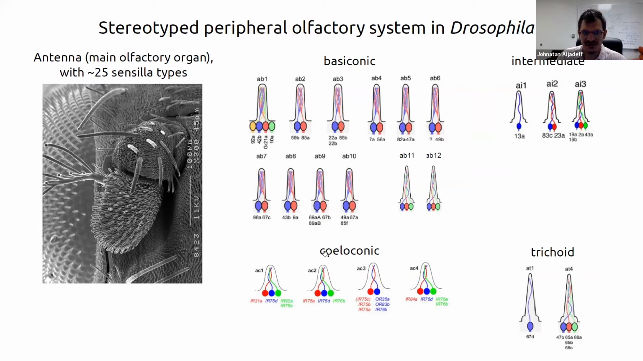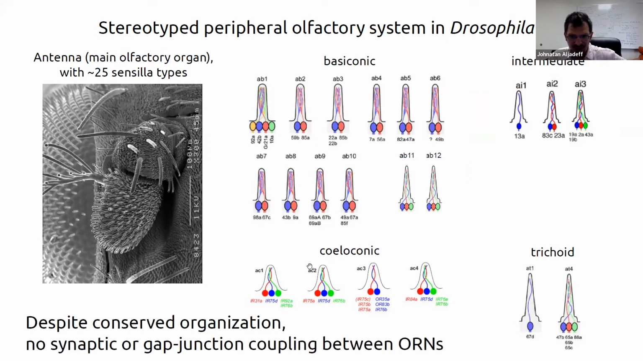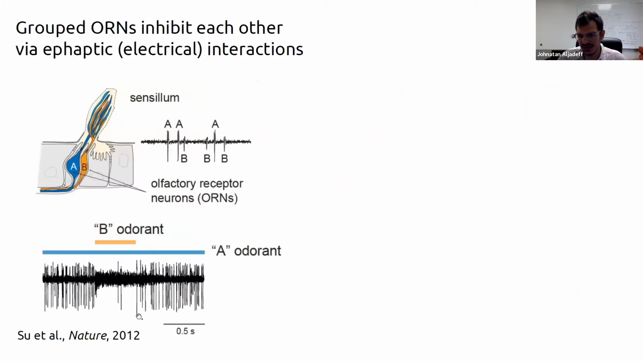And this was a question for a long time, especially because despite this conserved organization, there are no synaptic connections or gap junction connections between these ORNs. So evolution is working hard to put them together, but for a long time, it seemed like there was no effect that they were having on each other. Our colleague Qing Su, in her work in 2012, showed that despite the fact that these neurons don't interact through synapses, they do have ephaptic or electrical interactions, and they inhibit each other through these electrical interactions.